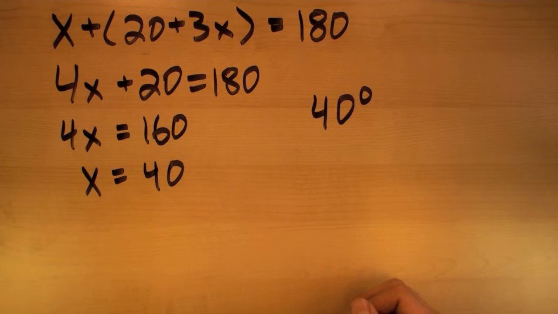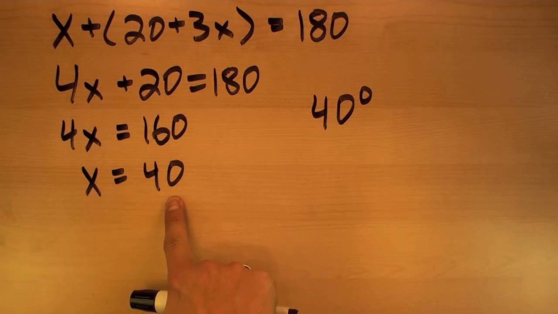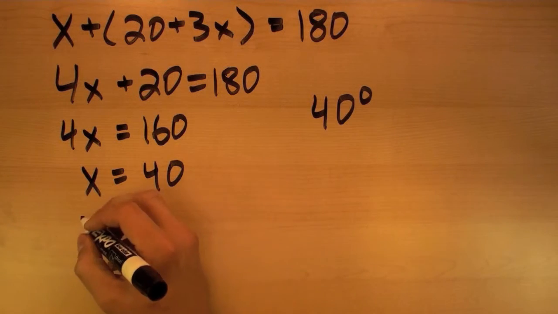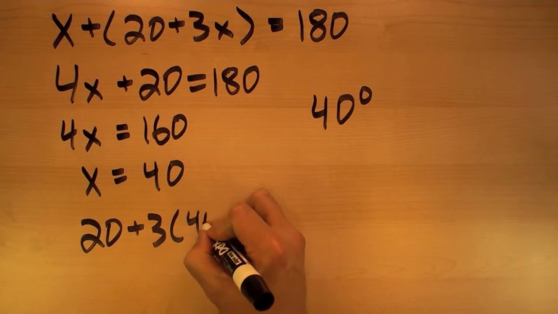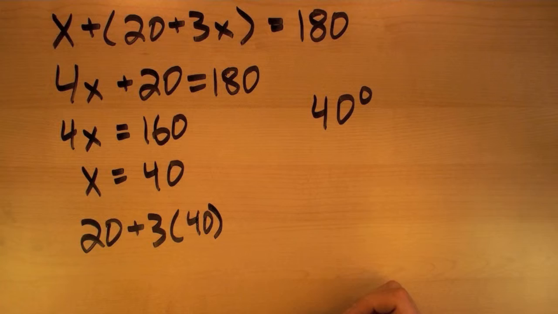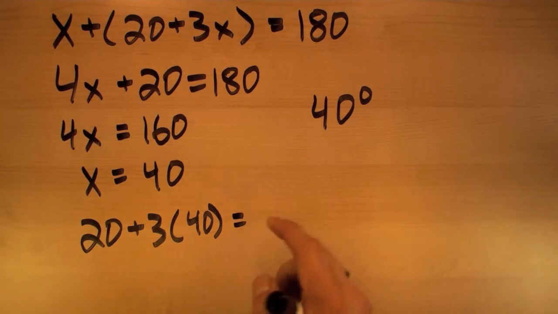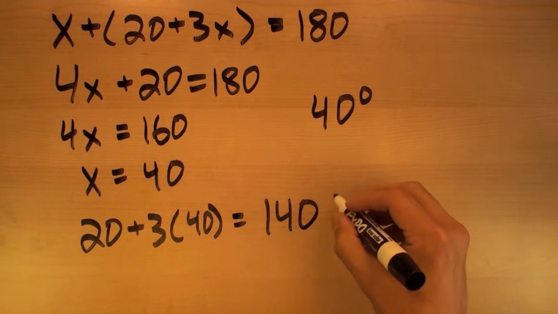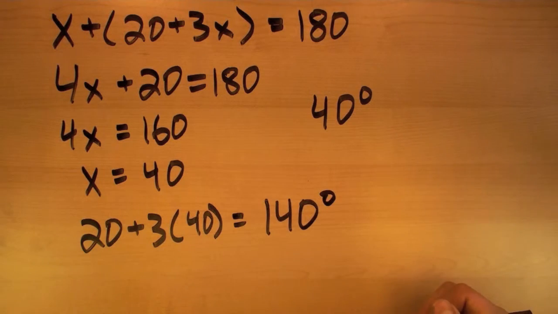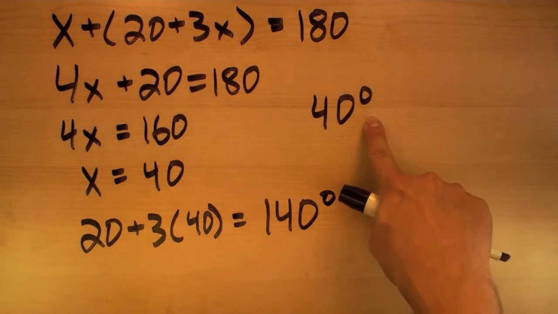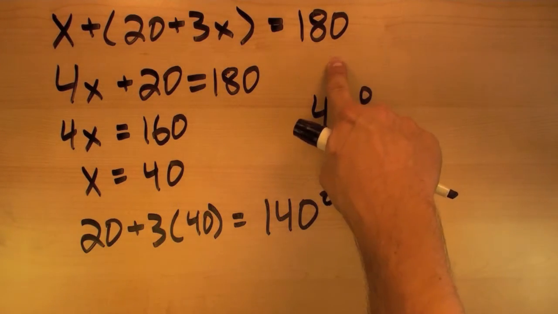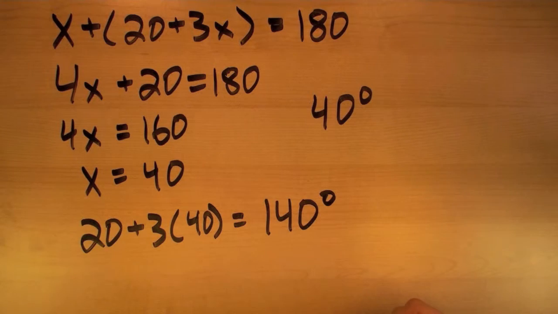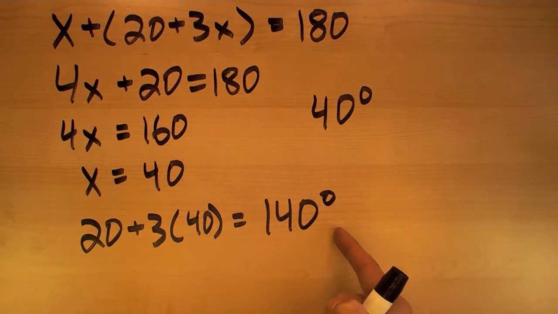Now to figure out the other angle, we substitute 40 into our expression for that angle. So that would be 20 plus 3 times 40, which is 20 plus 120, which is 140. And sure enough, a 40-degree angle and a 140-degree angle add up to 180 degrees. So the two angles involved in this problem are 40 and 140.